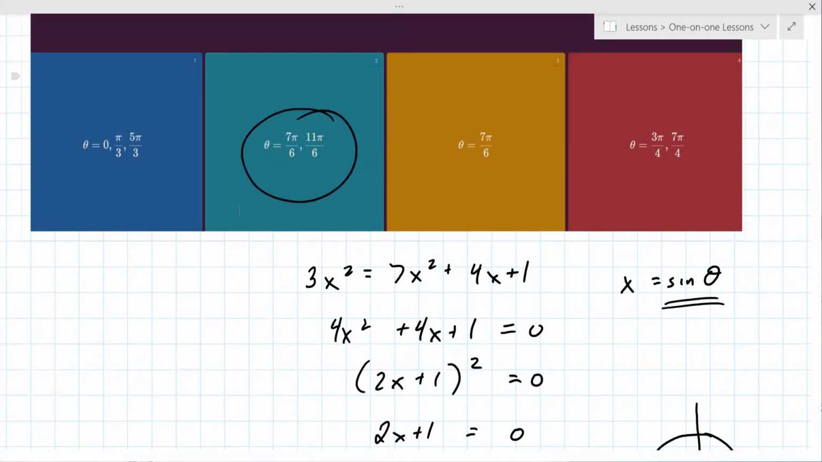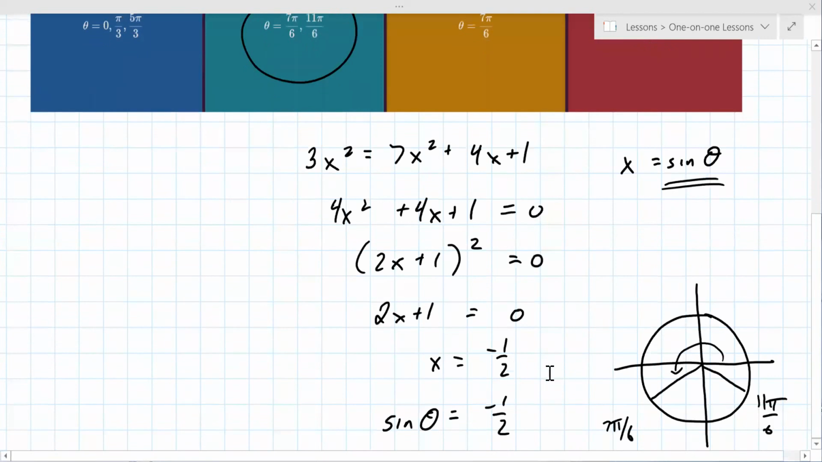Let me just confirm that on the unit circle because I know this is for a grade. Yeah, so those values are confirmed there. You're looking for where the y value is minus 1/2 on the unit circle. So there's those two angles. Super. That is very clear.